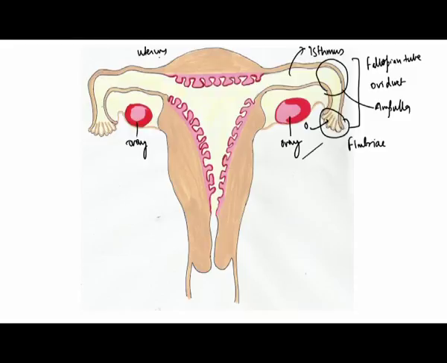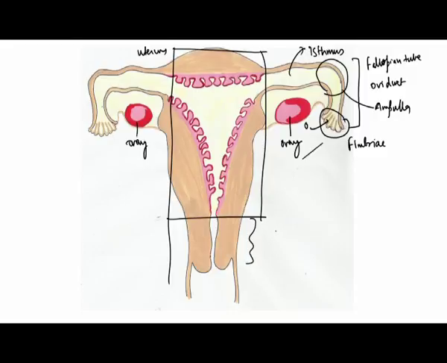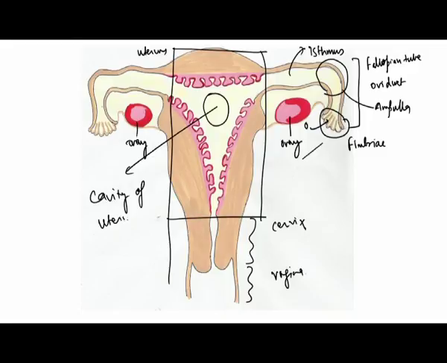So, this is the body of the uterus, and at the bottom of the uterus is what we call the cervix, and this cervix is continued into the vagina. This whole area, the uterus, is the area where the fetus gets developed, and this is the cavity of the uterus. So, basically this is in a nutshell the complete picture of the female reproductive system.